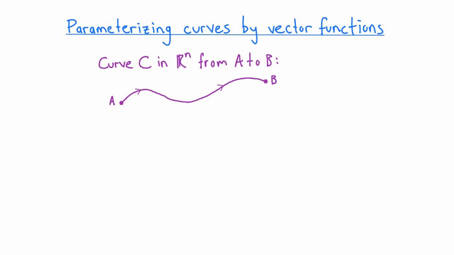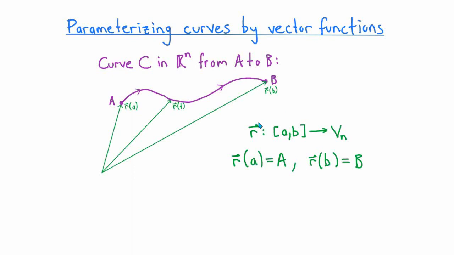Let's suppose we have a curve C in n-dimensional Euclidean space, and that we want to find a parametrization of this curve which starts at the point A and ends at the point B. If it seems confusing to think about a curve in Rn when n is bigger than 3, you can just think about a curve in three-dimensional space for now.